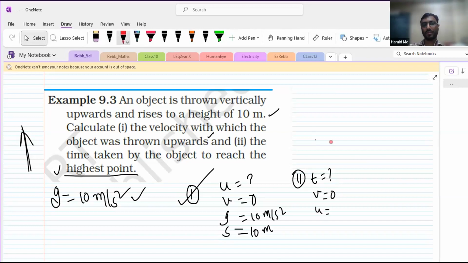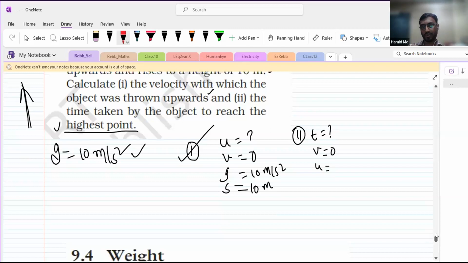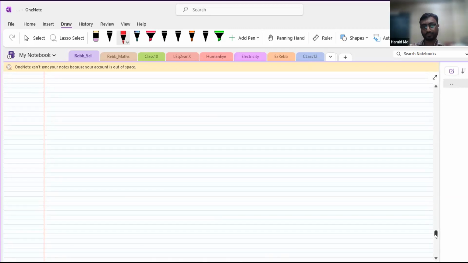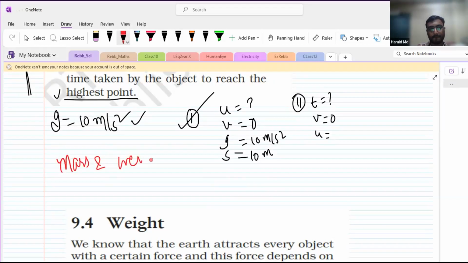So carry on. What is the difference between weight and mass? What is mass? Mass is when the force of two objects attract each other. I can't.